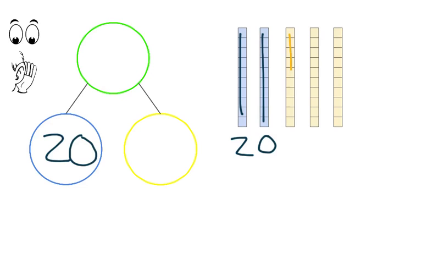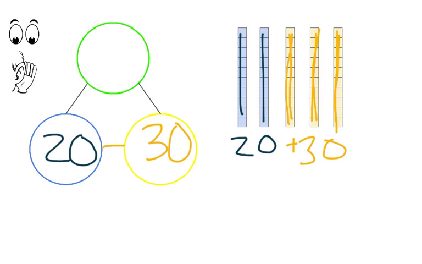And then how many yellow? We have 1, 2, 3. So 10, 20, 30. Okay, so now what's 20 plus 30? Remember, we add going across and we subtract going down. Let's see, we have 10, 20, 30, 40, 50. Very good.